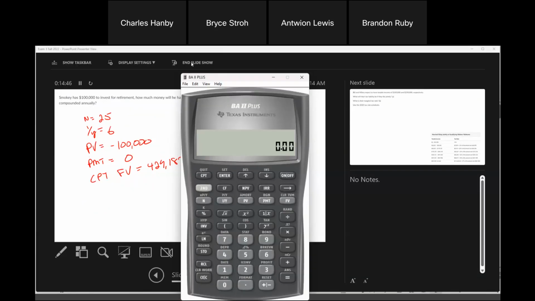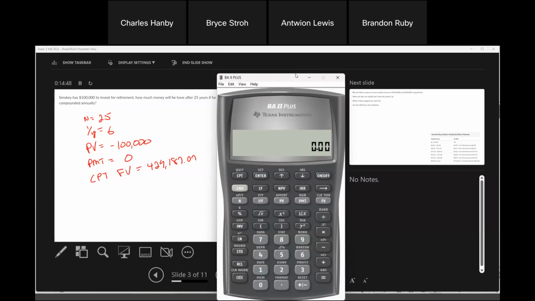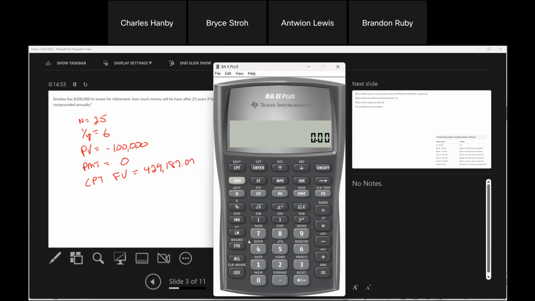We get the calculator here. So 25 N, 6 IY, 100,000. Hit the plus minus key, and that's your PV, and then 0 payment. And then we hit the compute key and future value, and that's $429,187.07.